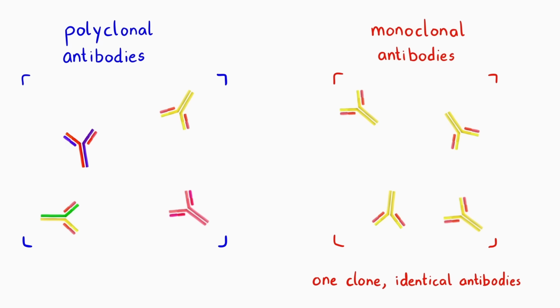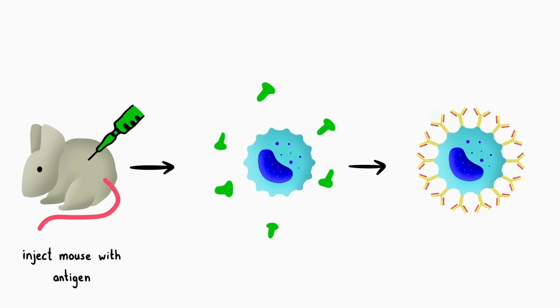This remarkable specificity makes monoclonal antibodies incredibly useful tools. Because they only bind to one particular target, they can be used to identify or attack very specific substances or cells. Now, let's look at how scientists produce these specialized antibodies.